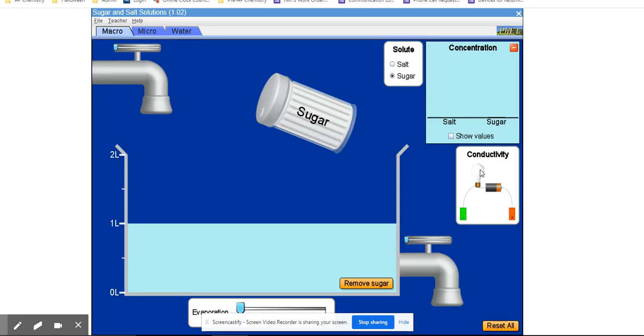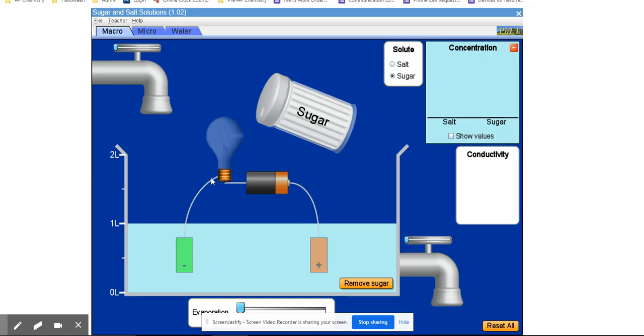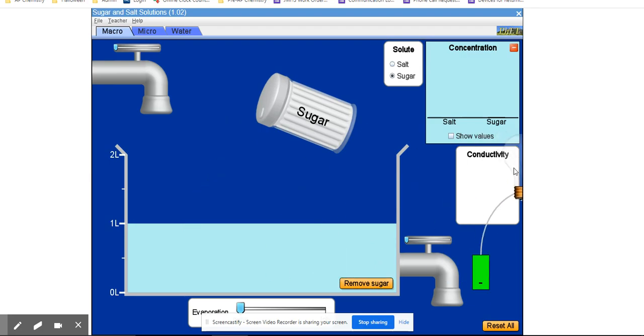And what we want to see is if it conducts electricity, then there should be a circuit that's formed and this light bulb right here should light up. If it is not conducting electricity, it's not going to light up. So we put that in the water. As you can see, it did not light up. So we're going to put you back over here. We're going to remove the sugar.